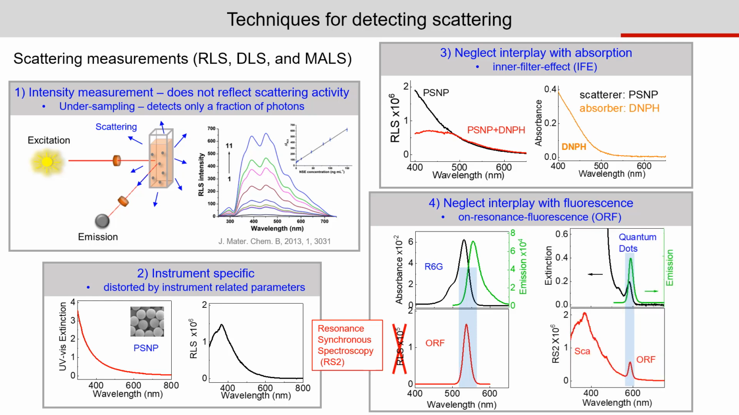The fluorescent quantum dots give us a good example of how ORF convolutes with scattering. Imagine if you deduce the particle size under the ORF active region, you will overestimate the size of the particle. And PRS2 is a new spectroscopy method that can address all these problems.